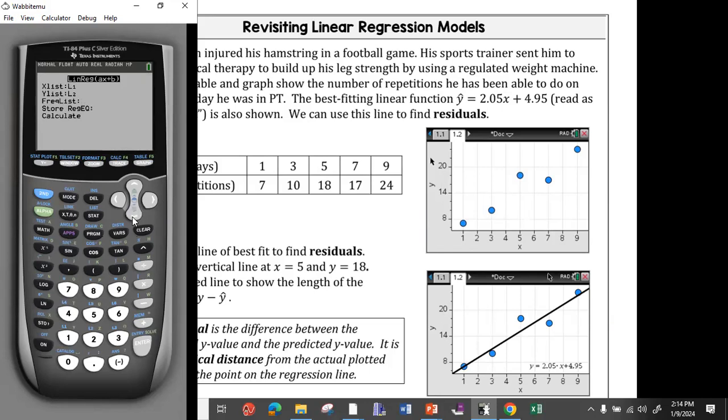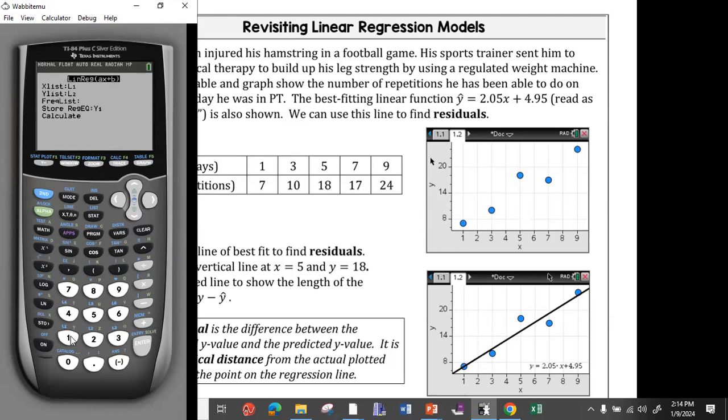In order for it to graph it for us, we have to store it. This is the most obscene amount of steps you have to press for it to happen. I apologize. I did not create the algorithm for the calculator. All right. Exactly. We got to go to vars, go to yvars, go to function, and then we go to 1.